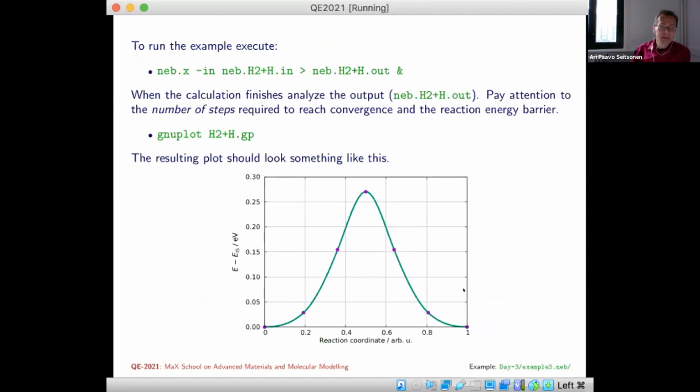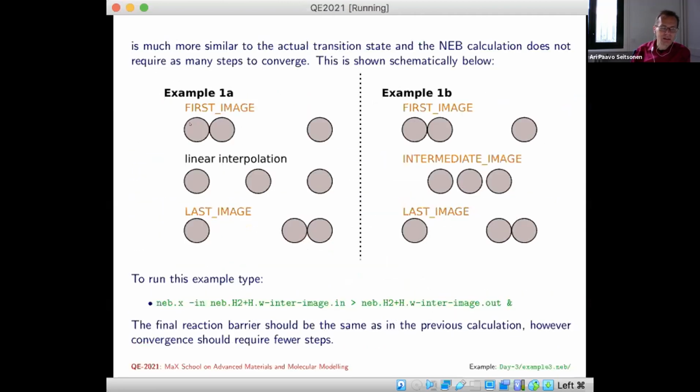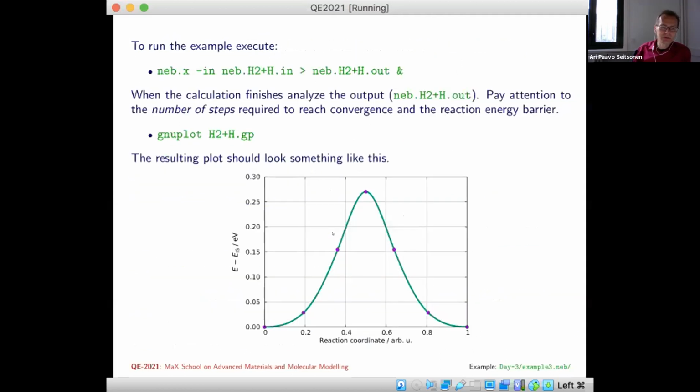And what you will get, once you run the examples and gnuplot, is a plot like this, where you get the reaction barrier. So you go from the initial state 0 to the final state. The reaction coordinate is given in arbitrary units. Actually, it's in scaled units. So you see it goes from 0 to 1, and it's symmetric. And we saw it already: if you have the H2 first on the left or on the right, it's the same. So that's also why the potential surface will look symmetric.